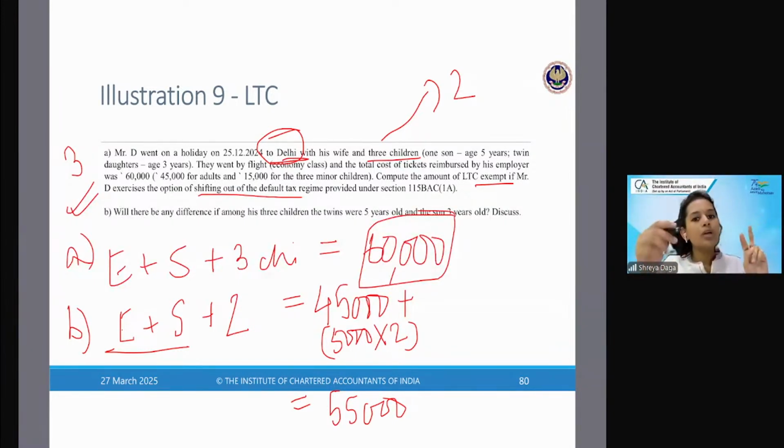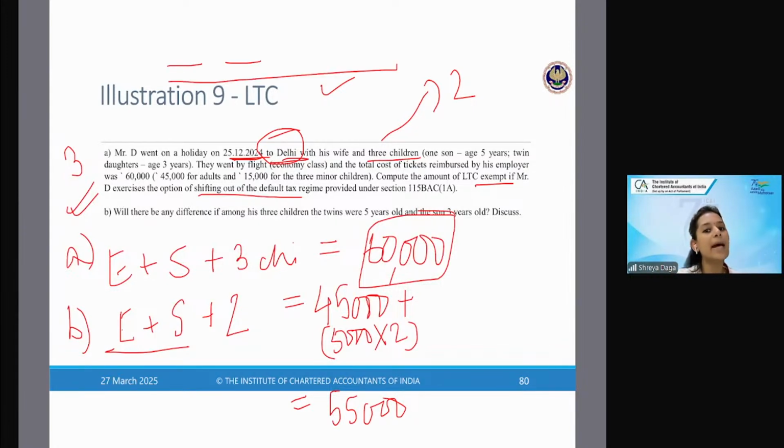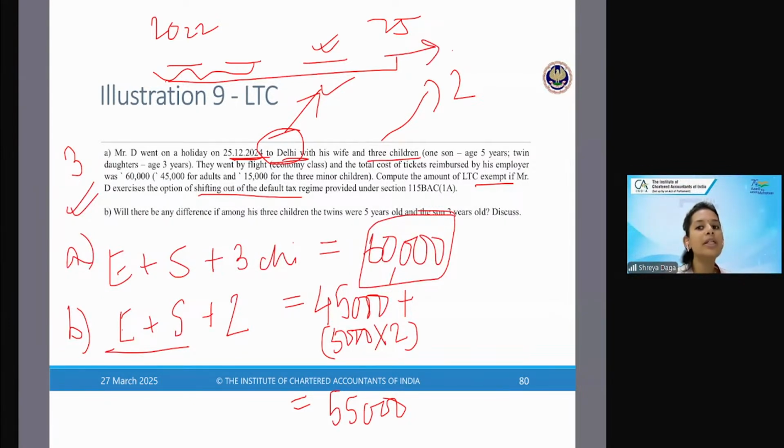So if Mr. D has used this in 2024, we have to assume that he has not already used his block in 22 and 23 itself, because he got the block from 22 to 25. He has claimed this in 24, for the 25 December trip. And suppose he has one unused leave travel from this block, then he can carry it forward to the immediately next block, which is 26 to 29.